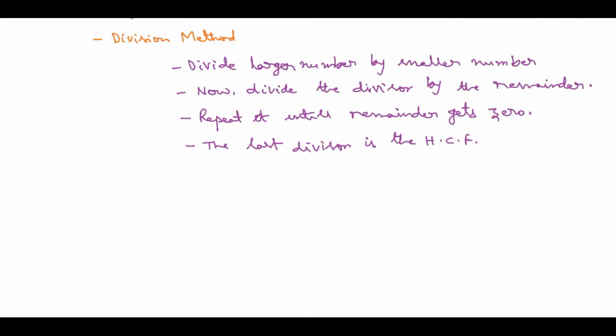So let's move further. This is the second method, the division method. So let us see how this can be done. Divide the larger number by the smaller number. Now divide the divisor by the remainder. Repeat it until the remainder gets 0. So the last divisor is the HCF. Let us see with an example.